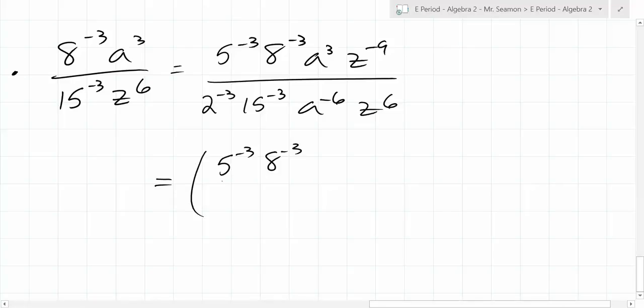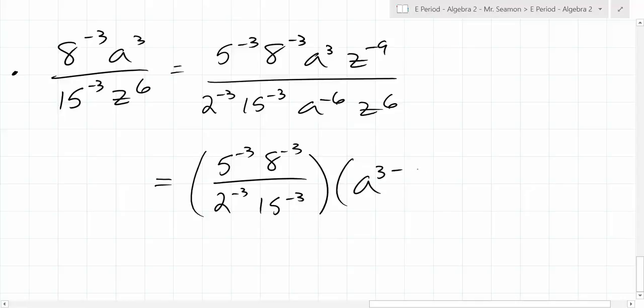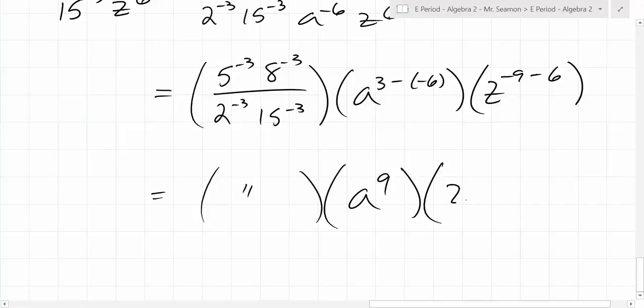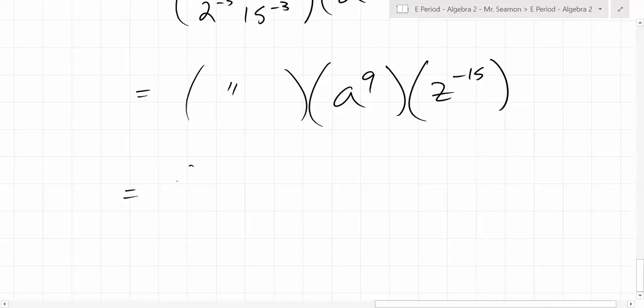So your first fraction, let's just leave this alone for now. I'm going to leave all the numbers by themselves. Is that okay? But then it's multiplied, a to the what? 3 minus negative 6. Z to the negative 9 minus what? 6. This is going to stay the same. I'm not going to work on that one yet. What's 3 minus negative 6? 9. And what's negative 9 minus 6? Negative 15.